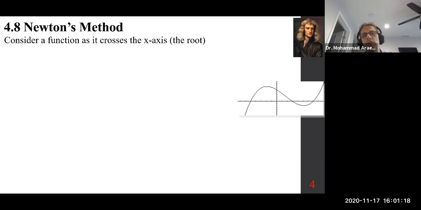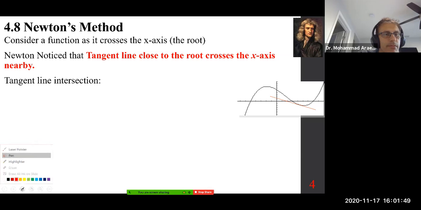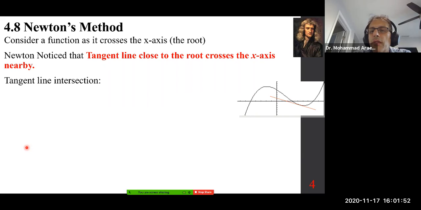Now the idea of Newton's method is very simple. When you are looking to find a root, a zero of a function, Newton noticed that, excuse me, the tangent line close to the root crosses the x-axis nearby. So when we look at this case, if you are interested in finding this, the zero of the function.